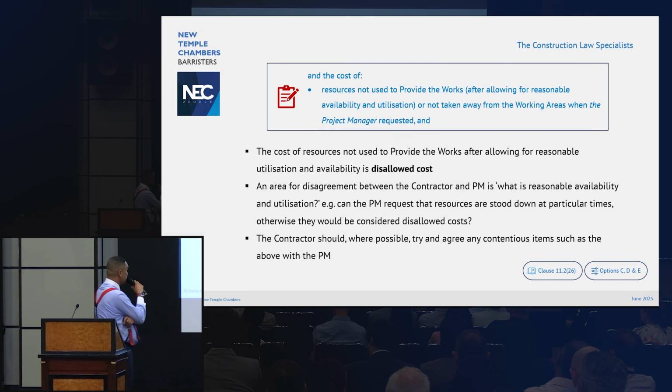I come back to the point in the third bullet point that where possible, try and agree such contentious items with the PM at the outset of the project, rather than leaving that till the end when we've got a significant pot of disallowed costs.